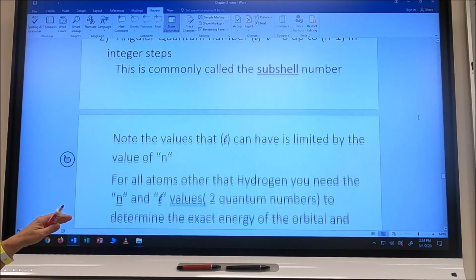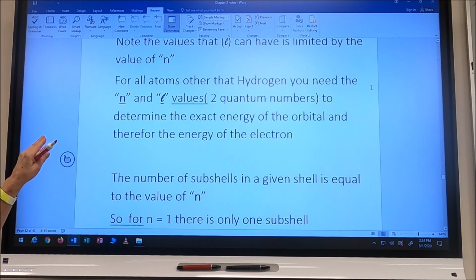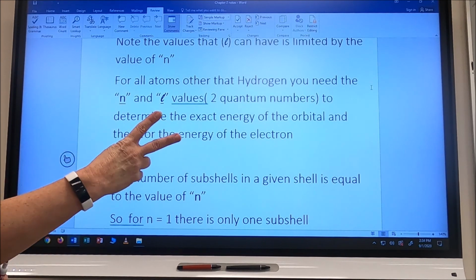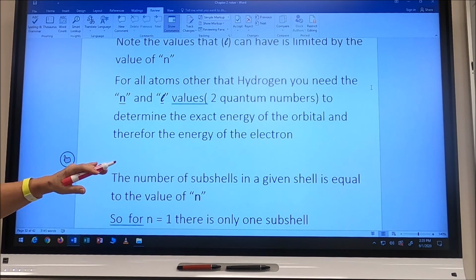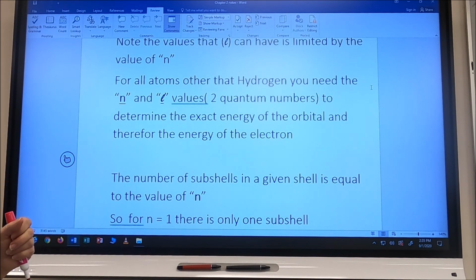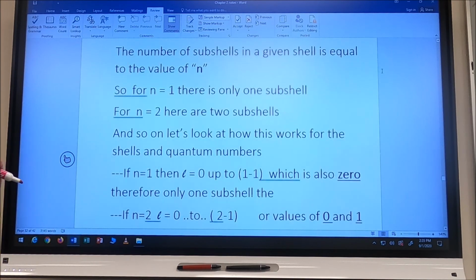All atoms other than hydrogen need both the L and the n value, two quantum numbers, to determine the energy of the orbital, and therefore the energy of the electron. So it takes two, I repeat, two quantum numbers to determine the energy of an orbital. So the number of subshells in a given shell equals the value of n. So the first shell only has one subshell. The second shell has two subshells. The third shell has three subshells, and so on and so forth.